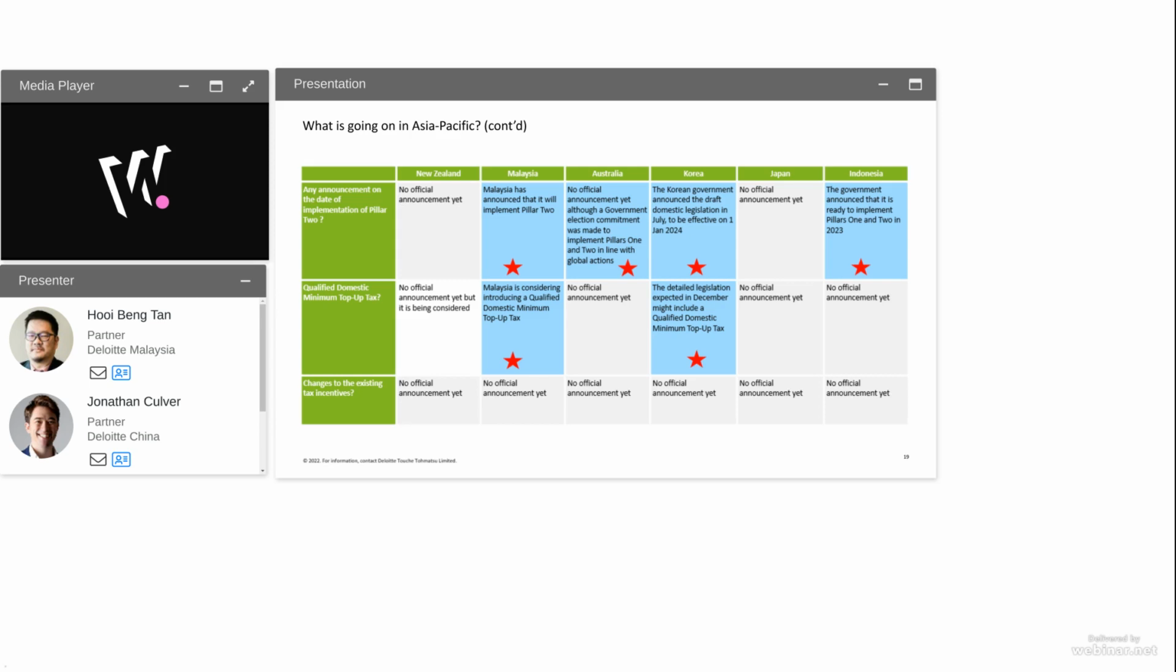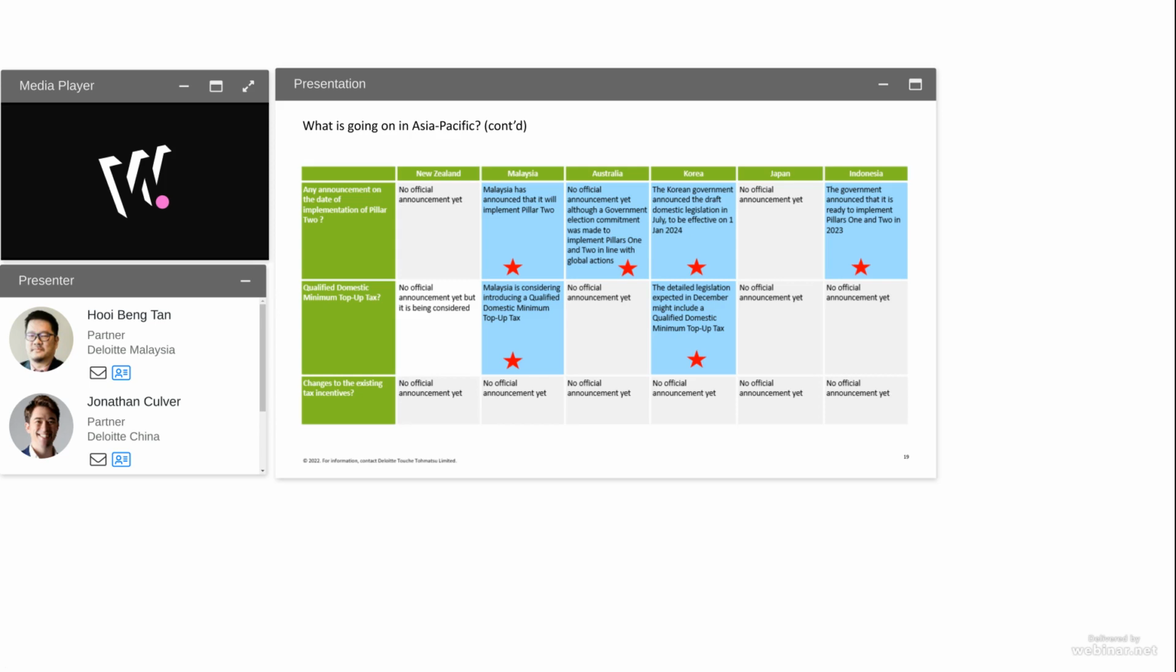Now, on Japan, no official announcement yet, but be assured again, the NTA is definitely aware of what's happening. And in Indonesia, there's a very interesting statement by the government that it's ready to implement Pillar 1 and 2 in 2023. Well, I mean, it's ready, but whether it will is a separate matter.